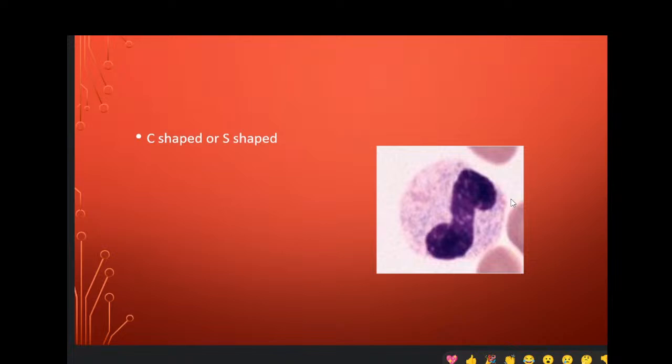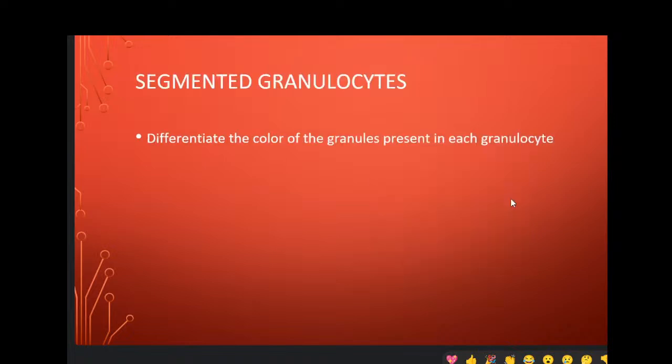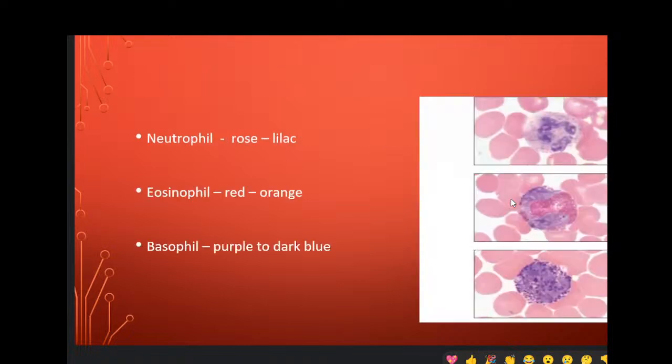Okay? Now, let's talk about the next cell in the series, which is the last cell in the granulocytic series, the segmented granulocyte. The difference of colors is based on what it looks like. Let's show them. Okay, neutrophil has a rose to lilac color. Renmar, this is what it looks like if it's red to orange. Okay? Kita mo yung difference ng neutrophil at saka ng eosinophil, Renmar? Give me a thumbs up or a heart emoji if you see the difference.